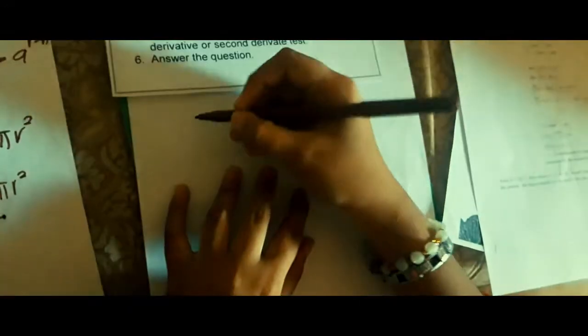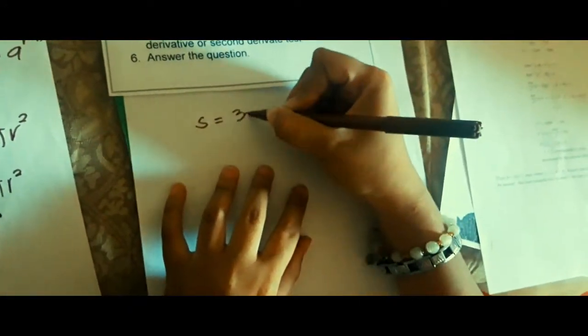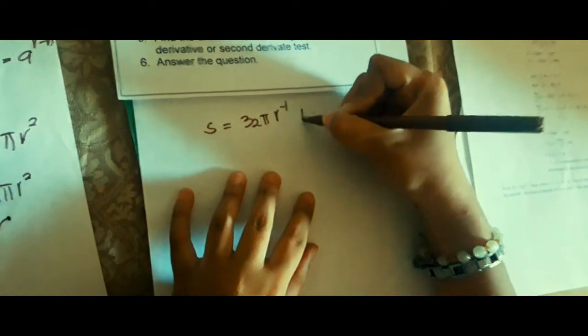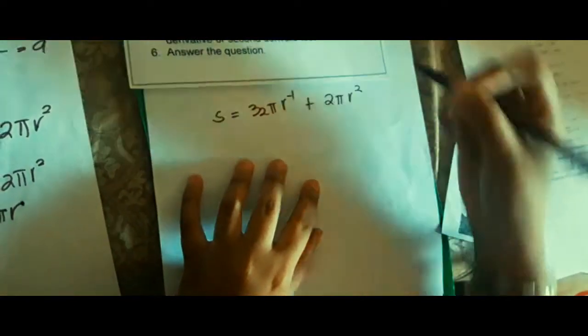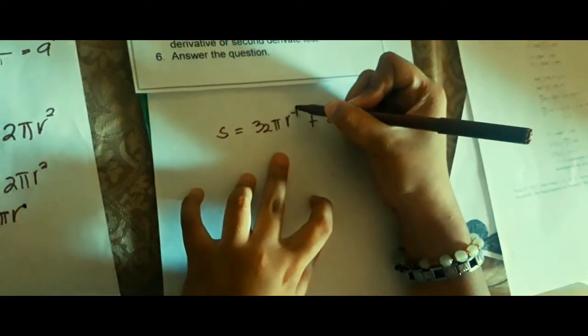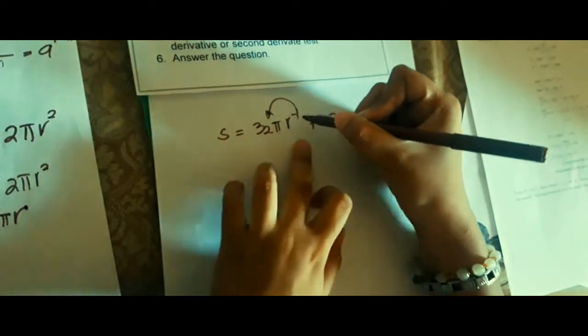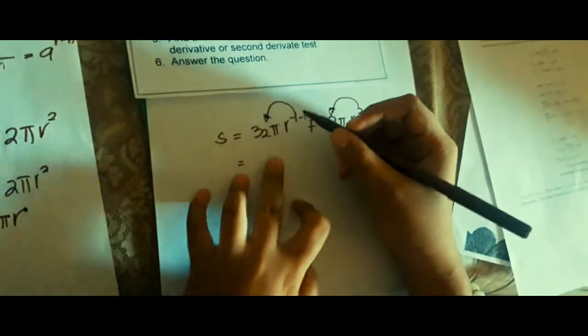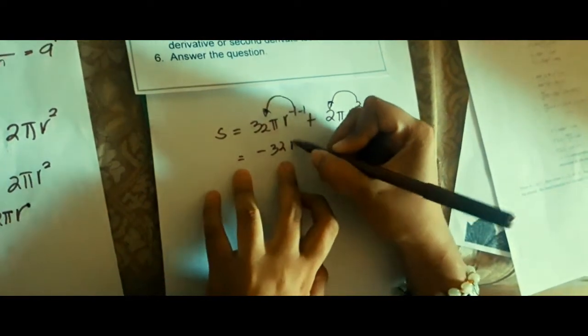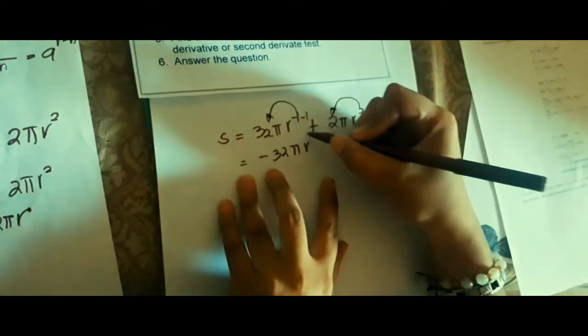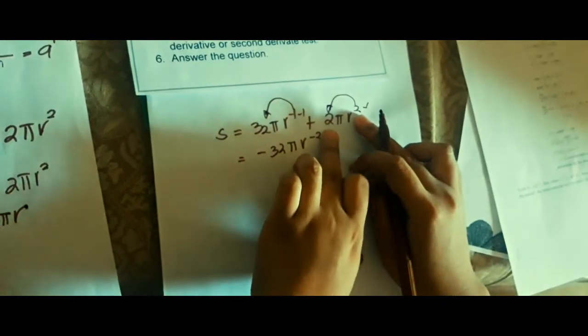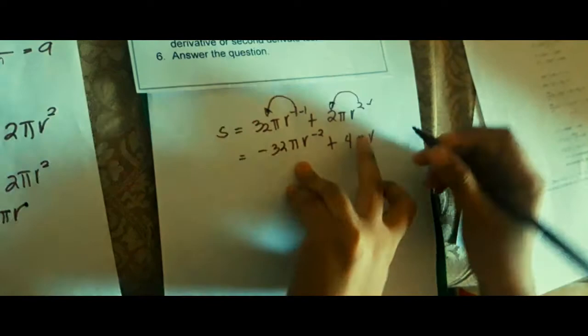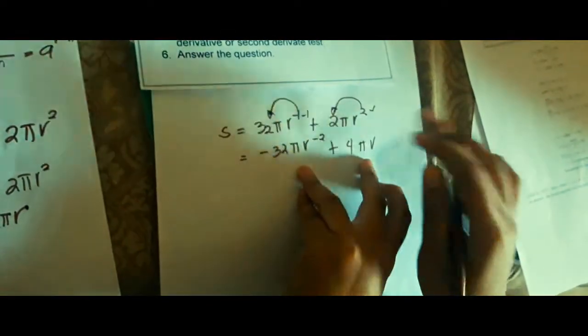The next thing that we're going to do is get the first derivative. So we have S is equivalent to 32 pi r to the negative 1 plus 2 pi r squared. This exponent goes down and we have to subtract 1 from it, as well as this side. So we've got negative 32 pi r, negative 1 minus 1 is equivalent to negative 2, plus 2 times 2 is 4 pi r, 2 minus 1 is 1, so we're not going to write the 1 there.